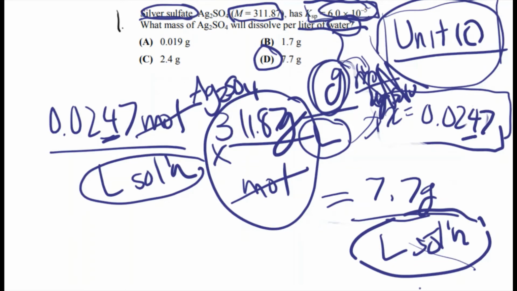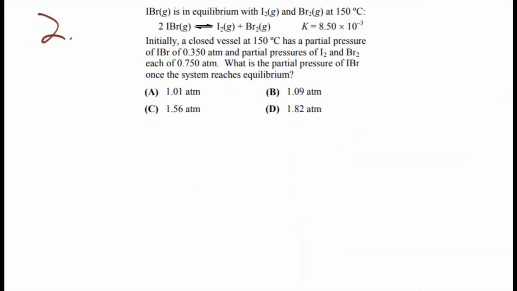Alright, let's now move on to number 2. So, for number 2, I'm going to open a new doc, and this is the question. IBr is in equilibrium with I2 gas and Br2 gas at 150 degrees Celsius. Here's the reaction, and here's the K for the reaction.